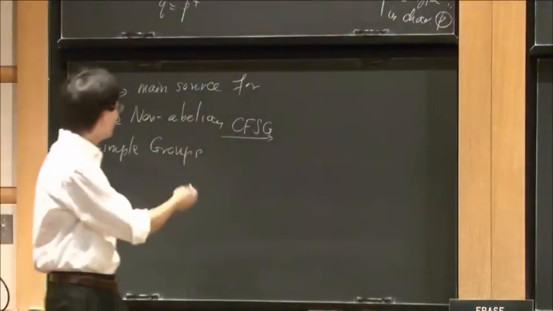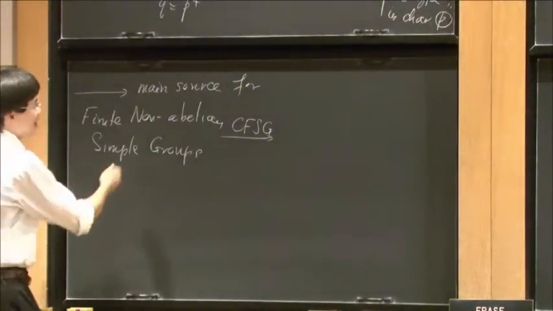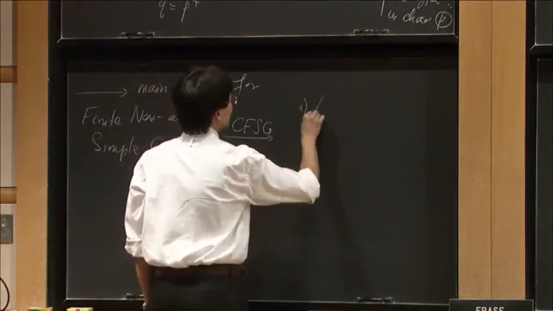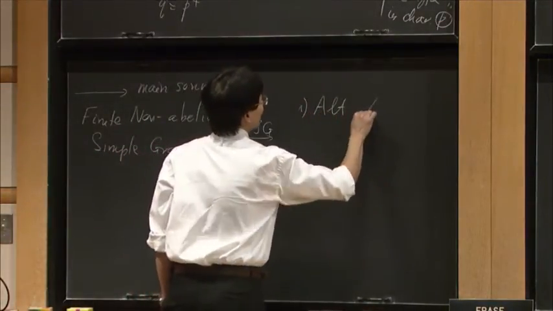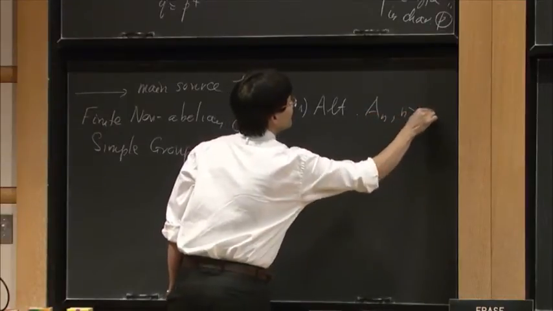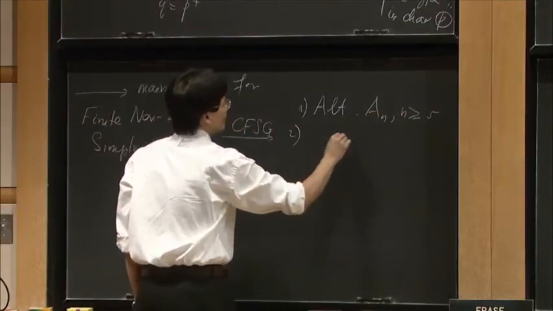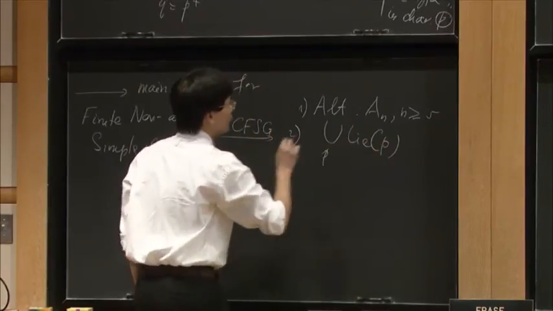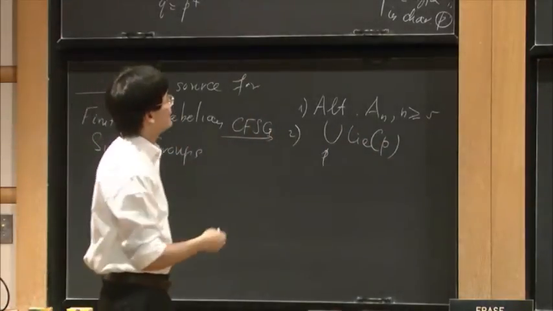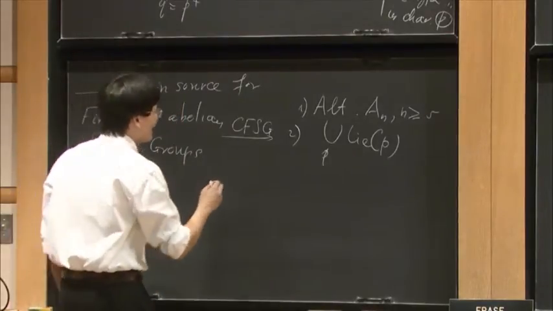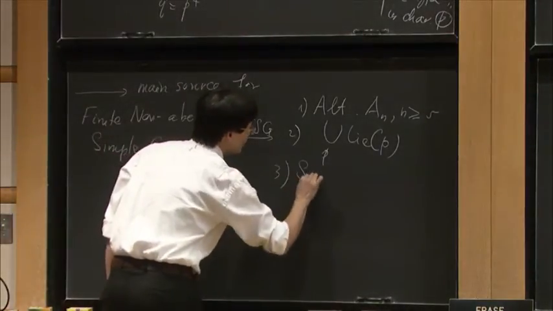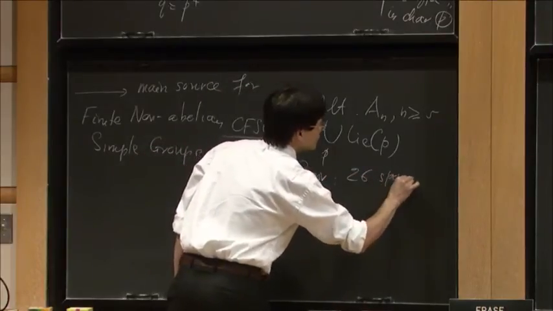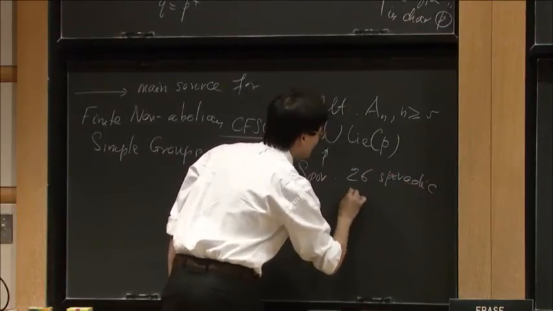And according to this theorem, the simple groups are divided into three families. The first one is the alternating groups, so this is A_n, when n is at least 5. Then you have the union of the groups of Lie type over the prime p, when you run over all the primes p. And this is a group of Lie type. And then you have one extra family of 26 sporadic simple groups.